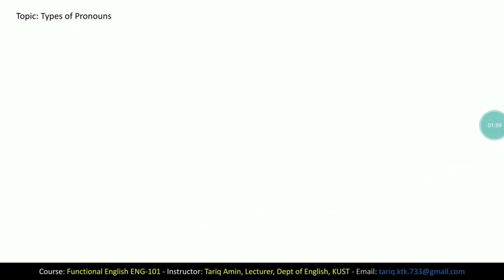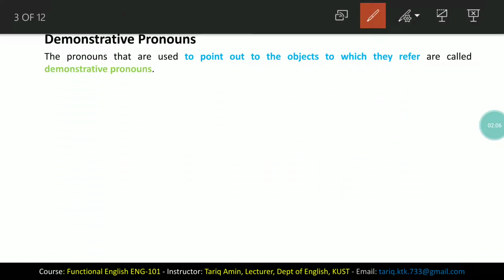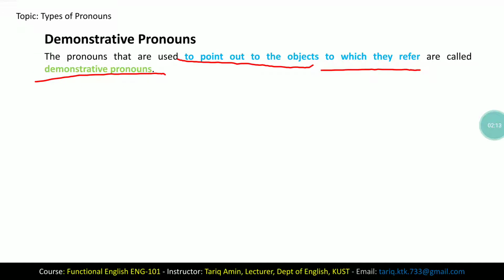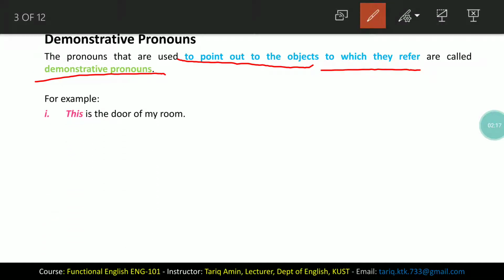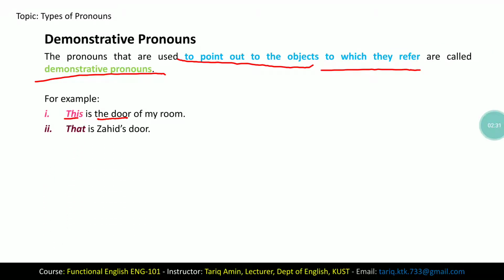And today we are going to discuss demonstrative pronouns. The pronouns that are used to point out to the objects to which they refer are called demonstrative pronouns. For example, this is the door of my room. In this example, this is a pronoun and it is used to point out to the object door to which it refers. So it is a demonstrative pronoun.